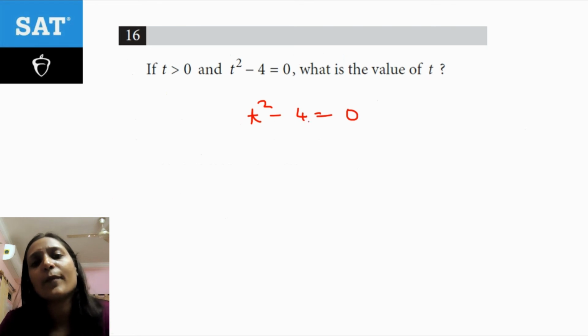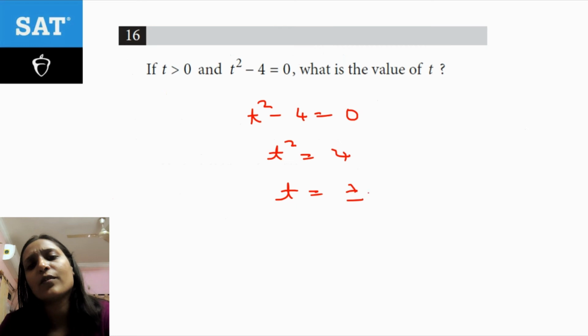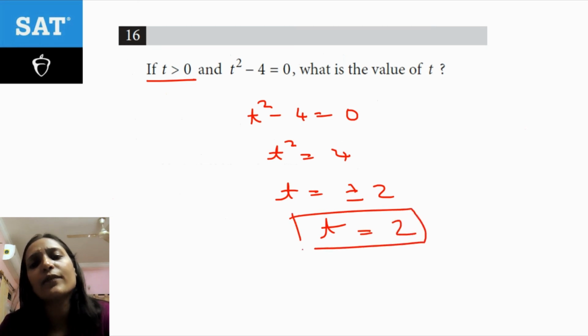So here if t square minus 4 is equal to 0, so t square is equal to 4. So t should be either plus 2 or minus 2. But they've said t is greater than 0. So we will eliminate the negative value and just say t is equal to 2 is our final answer.